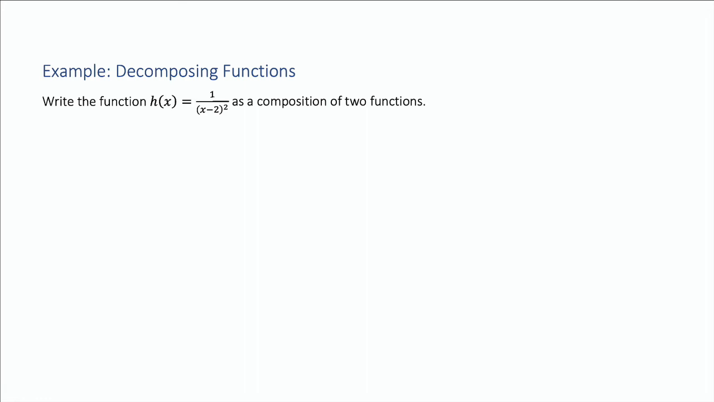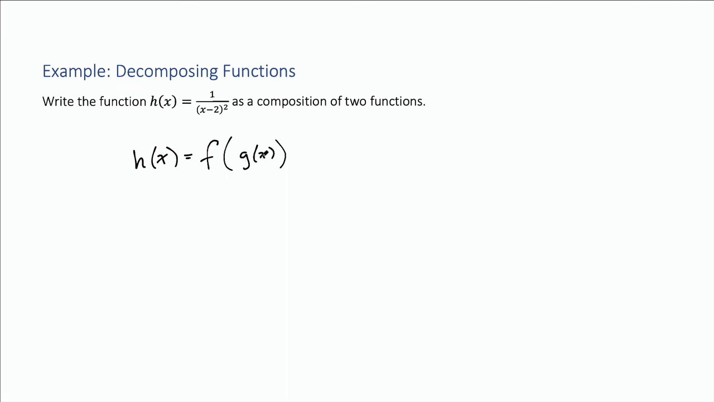Now, another thing that we need to be comfortable with, which is essential later on in mathematics, especially in calculus, is being able to look at a function and view it as a composition of two other functions, and break it up that way. So we're going to take this function h of x and write it as a composition of two functions. So what we want to do is write h of x as some f of g of x. And there are multiple ways to do this. There's not going to be one right answer.